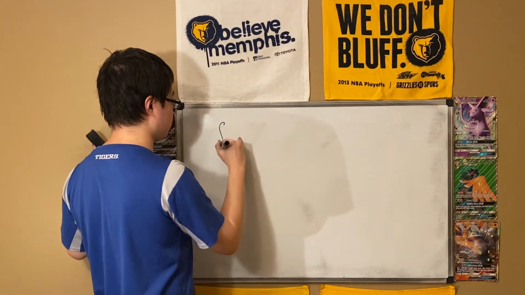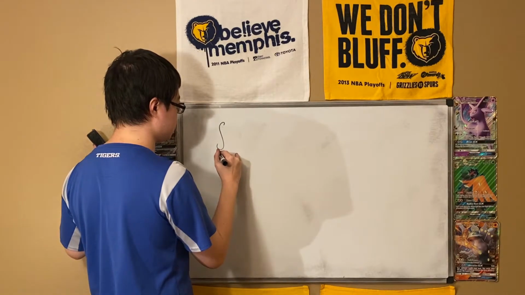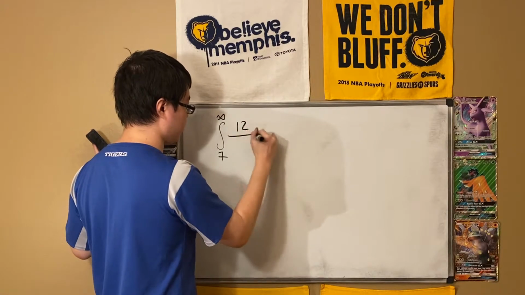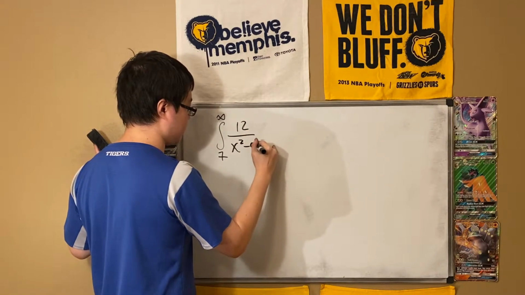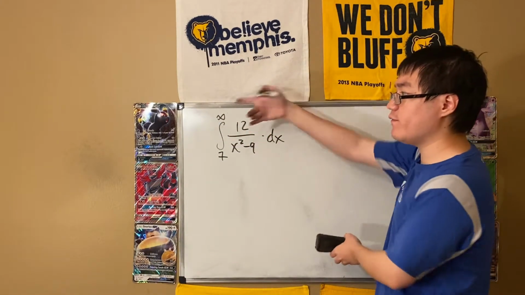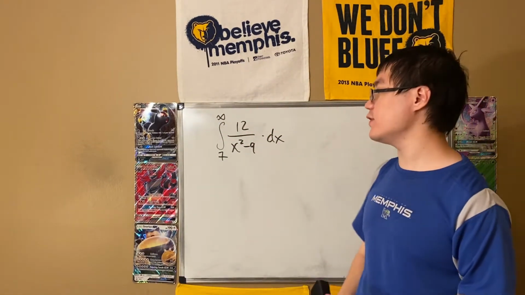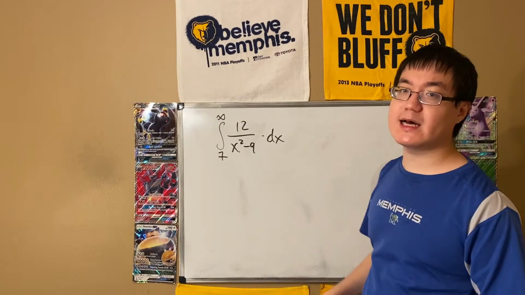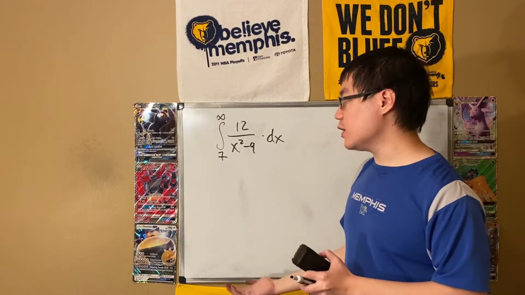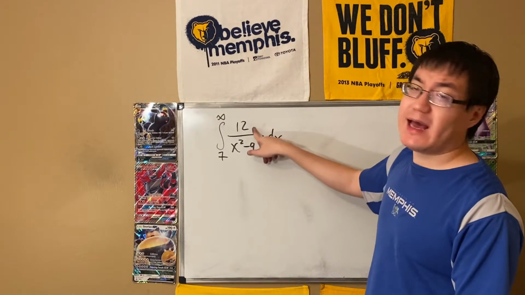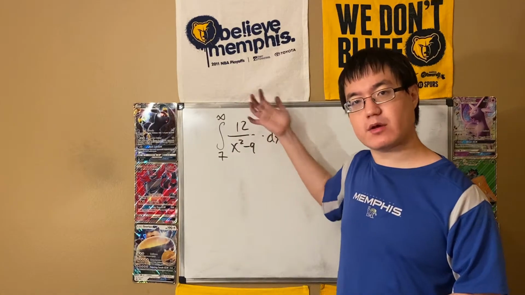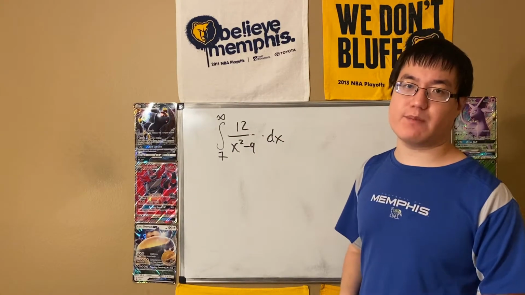So in this case, what I'm going to do is the integral from 7 to infinity of 12 over x squared minus 9 times dx. Hopefully, if you look at this integral, first off, it is improper because it has a nice little infinity in the top. But hopefully you can recognize that this is, in fact, a partial fraction question. If there were an x here, then it would suddenly become a u sub because the derivative of the denominator would be in the question.